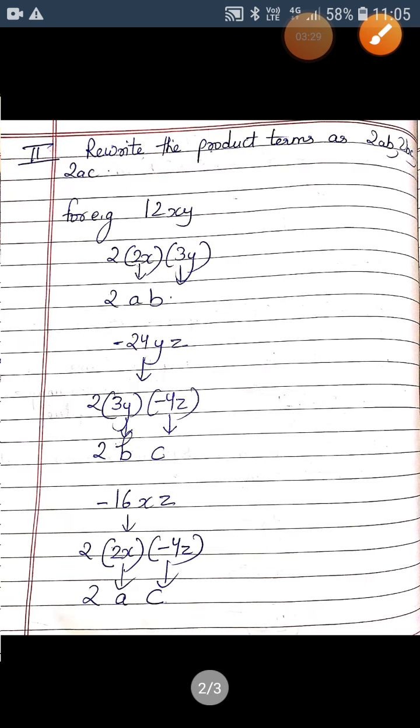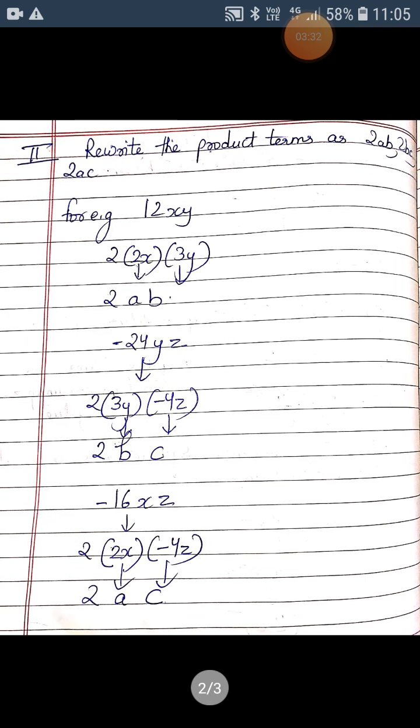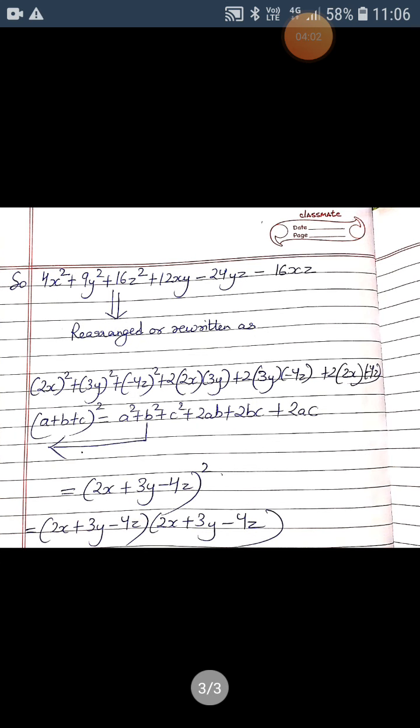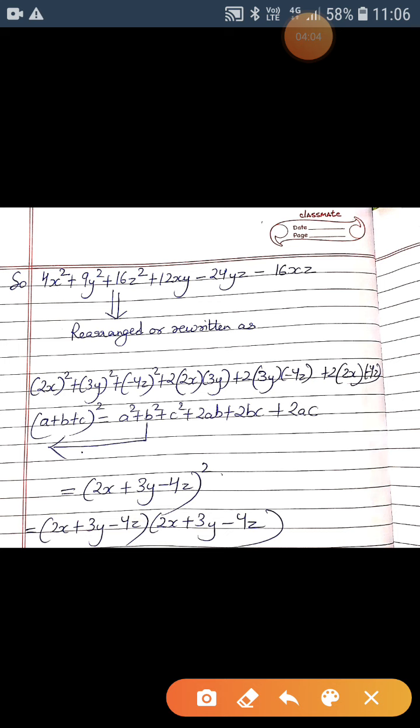Now rewriting the product terms as 2ab, 2bc and 2ac, we can write 12xy as 2 into 2x into 3y, or 2ab. Similarly, we can write minus 24yz as 2 multiplied with 3y into minus 4z, that is 2bc, and minus 16xz as 2 into 2x into minus 4z, so 2ac. So we have simply rearranged this. The main thing is to write the correct values of a, b, c. Then this expression, which we were asked to factorize, is simply rewritten.